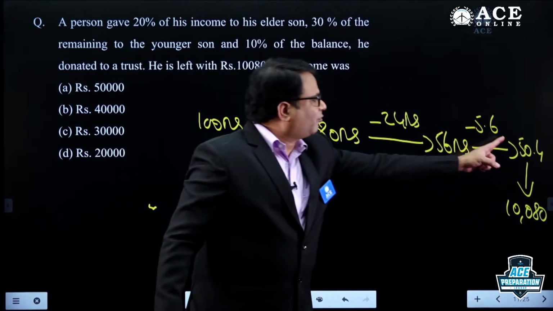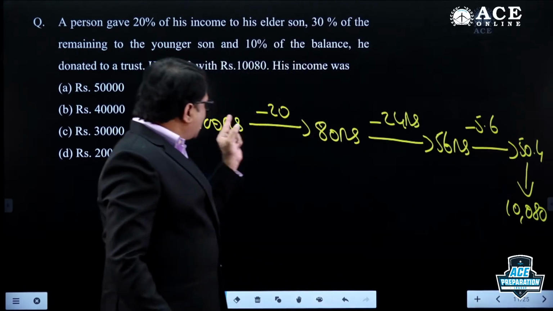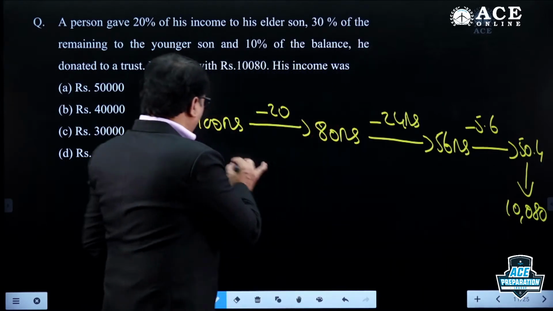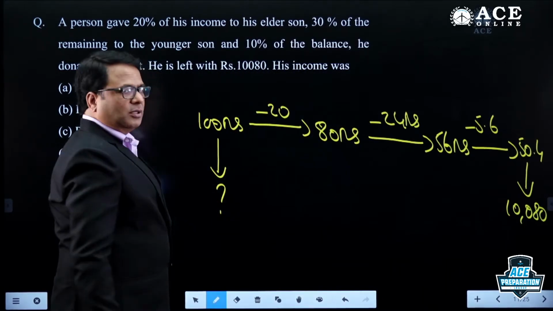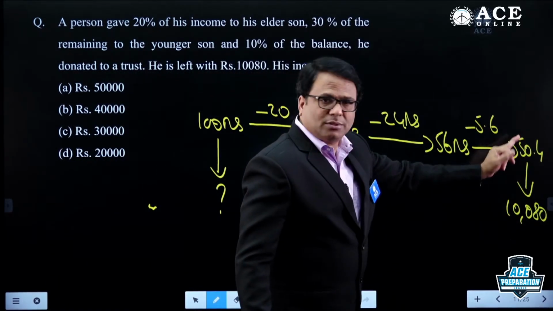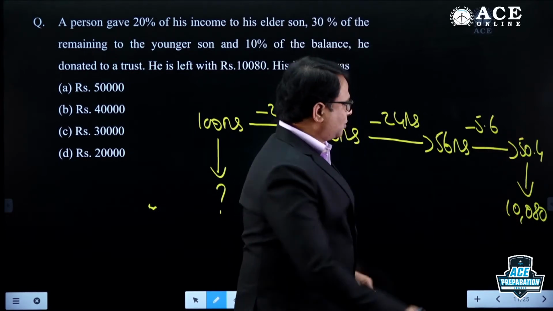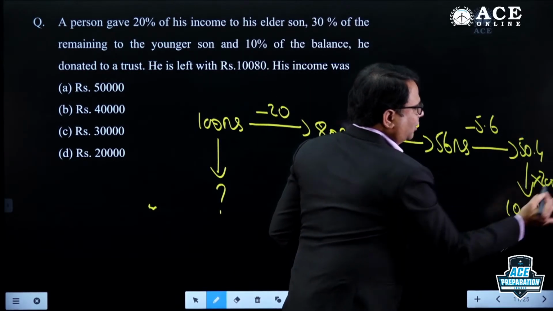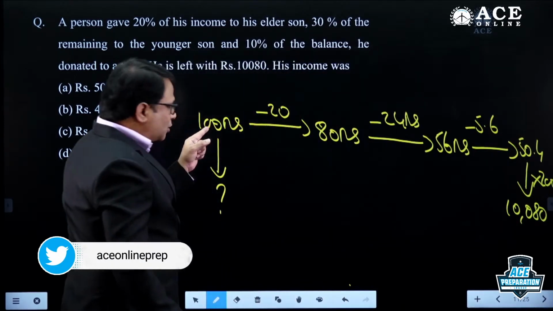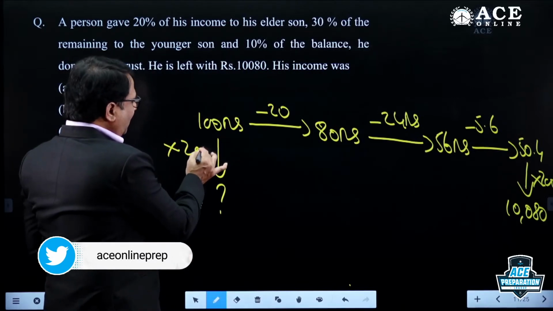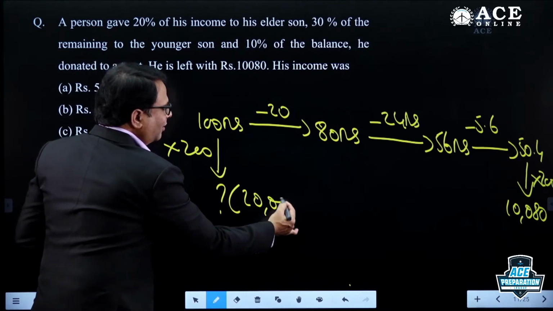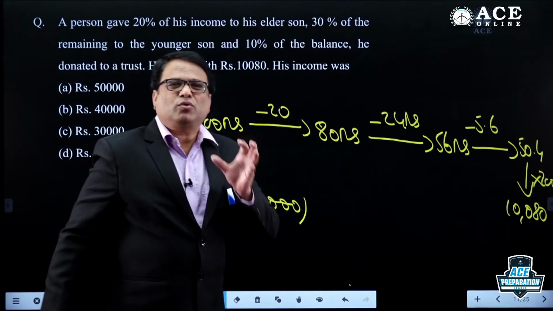So if he is left with 50.4, then his income would be 100. So if he is left with 10,080, what would be his income? This is the question. Now you can see this is becoming 200 times. So when this becomes 200 times, this one should also become 200 times. And 200 times 100 is how much? 20,000. Then I can say his income is 20,000.